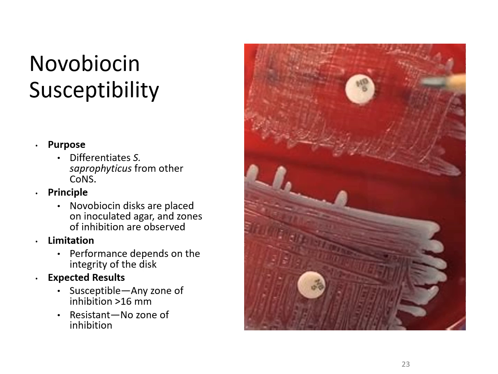Novobiocin is done the same way. You have that disc, that NB, that is impregnated with that organism. If there's no growth or a zone of inhibition greater than 16 millimeters, so from one side to the next of that growth pattern.